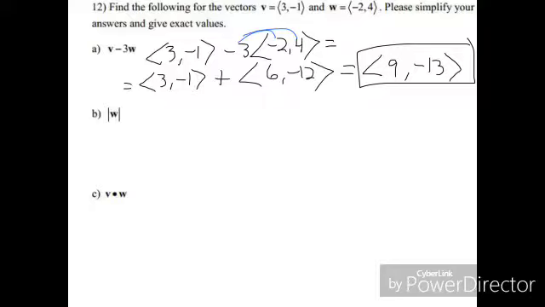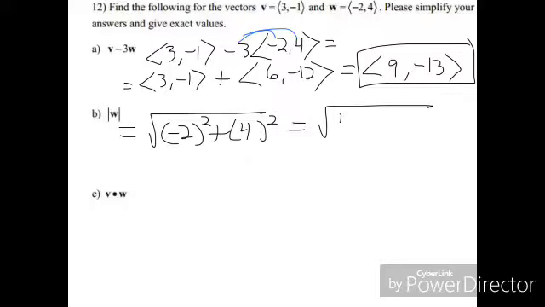Absolute value of W. This is the square root of the sum of the squares of the components of W. This is just Pythagorean theorem. How long is the vector? So that would be equal to the square root of 4 plus 16, which is the square root of 20, which is 4 times 5, so 2 square root 5. Please simplify your answers, so that's why I simplified from here to here. But give exact values, so I do not want decimals.